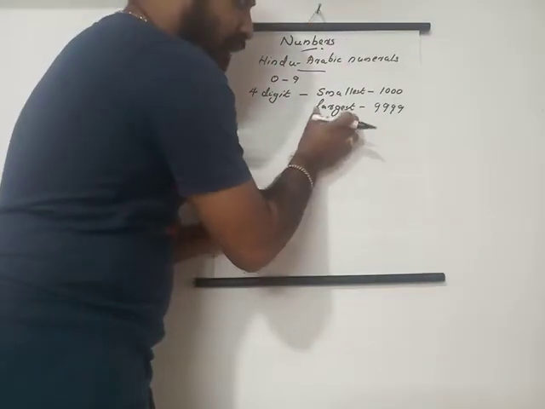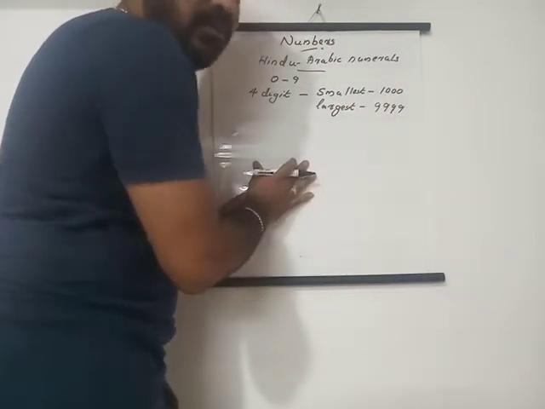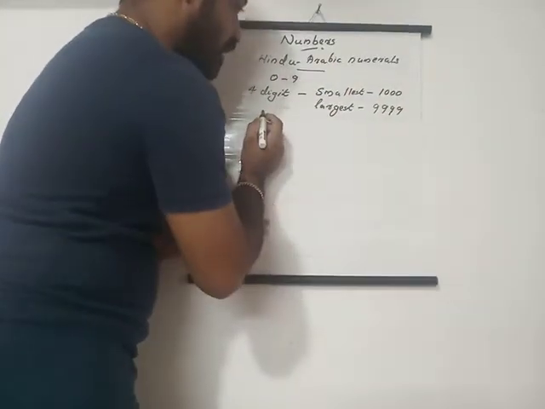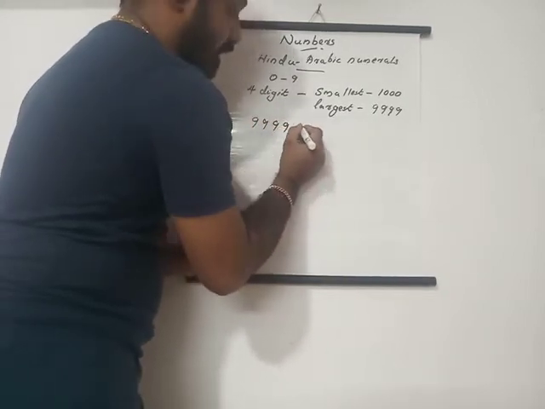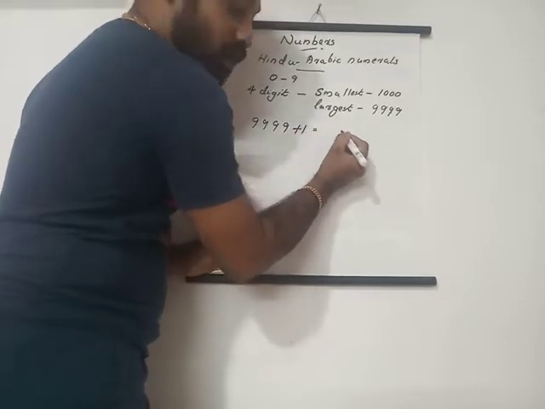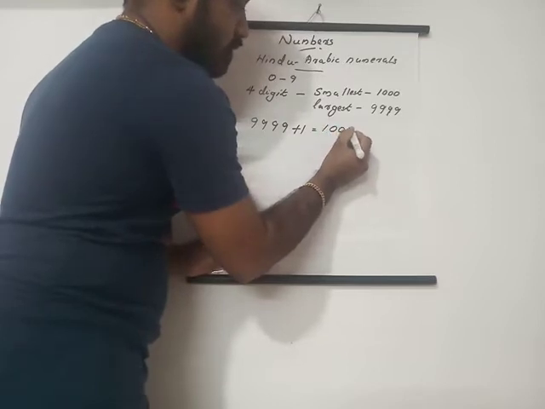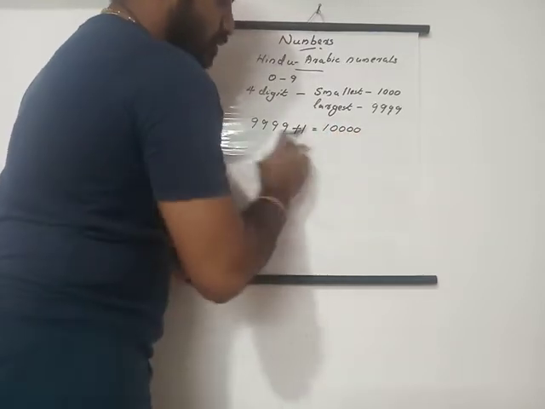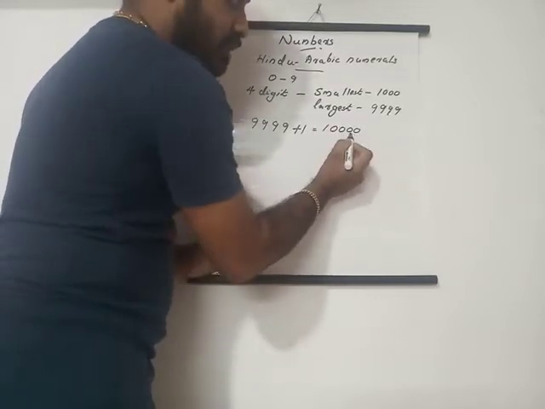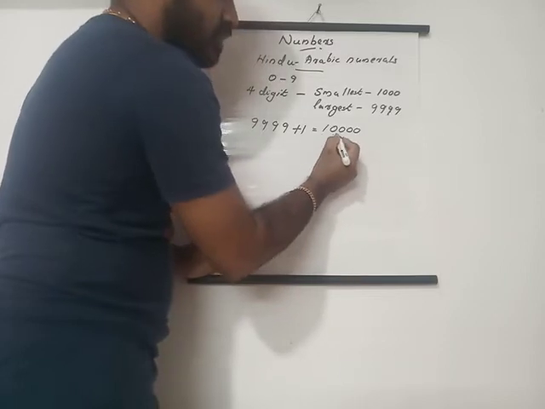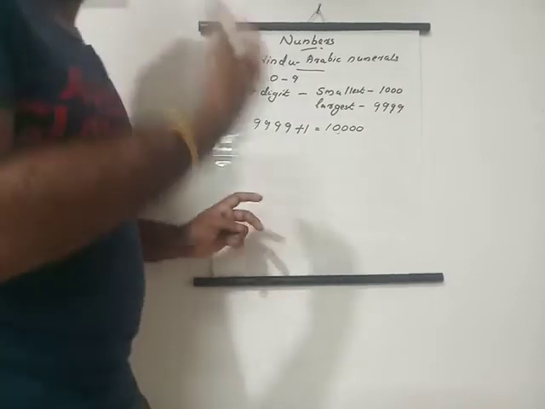So how do we get the smallest 5-digit number? We get it by adding 1 to the largest 4-digit number. The largest 4-digit number is 9999, plus 1, we get the smallest 5-digit number, 10000. Ones, tens, 100, 1000, 10,000. This is the smallest 5-digit number.